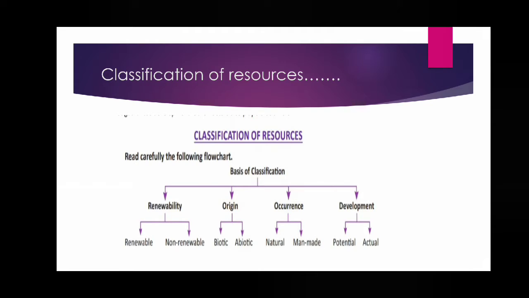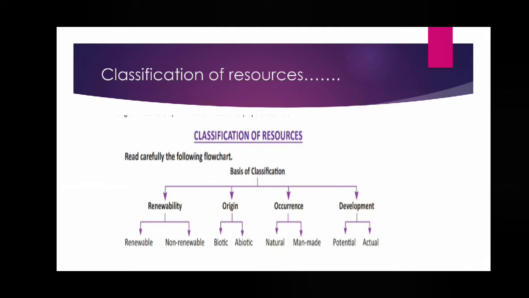That is called renewability. Next one is origin. That means from which place. How many spheres are present? You know very well, there are 4 spheres present. Who are they? Lithosphere, hydrosphere, atmosphere and biosphere. Here you have to see from which place the resources are originated.